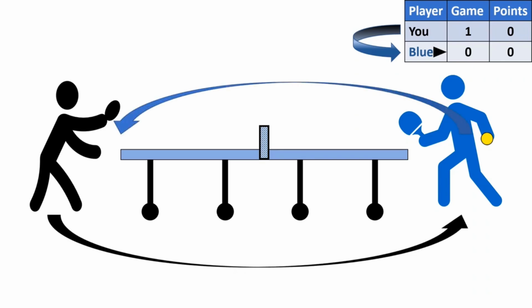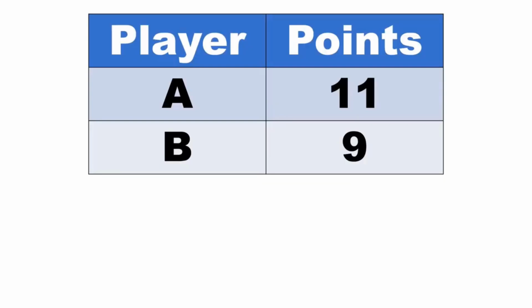So when does the match end? The match ends when you win 3 games. So you win 11 points to win 1 game, and if you win 3 games, then you win the whole match and you are the winner.